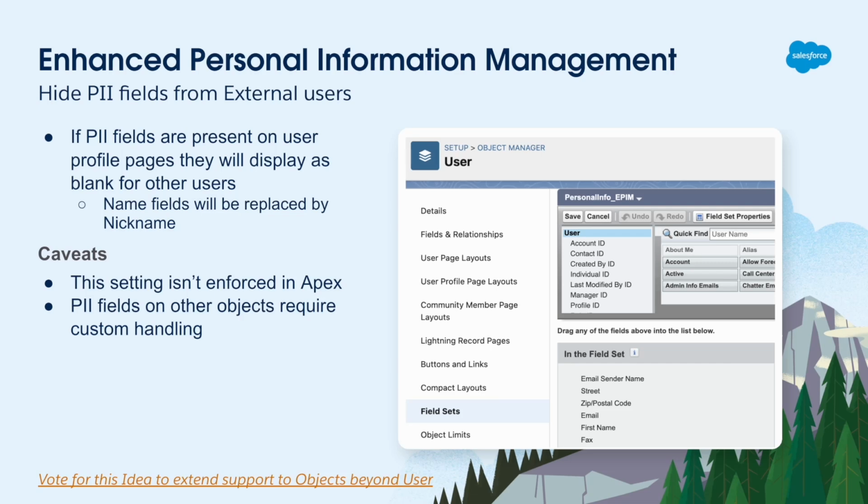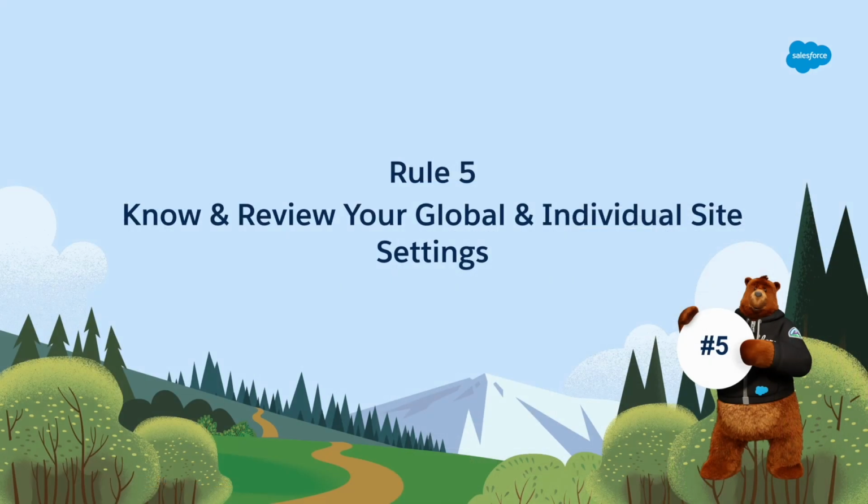This brings us to the last rule related to configurations. And rule number 5 states, know and review your global and individual site settings. The common pitfall that I see here is there are certain out-of-box components that require some of these settings to be enabled. And often when there's a time crunch, we end up choosing the easier path of enabling all the options, which works, but now you have inadvertently opened up access that you shouldn't have. So it's important to understand these settings and their security implications.